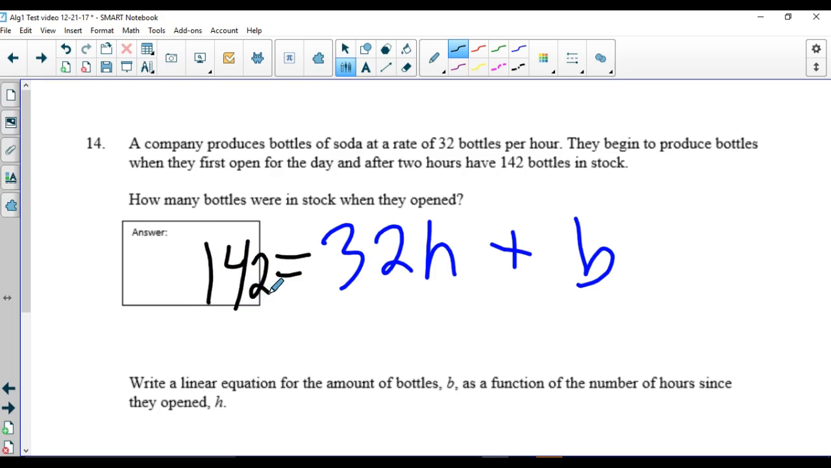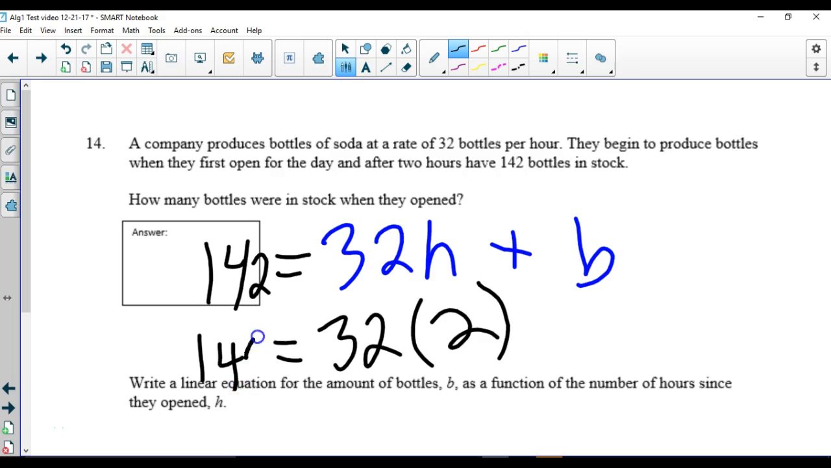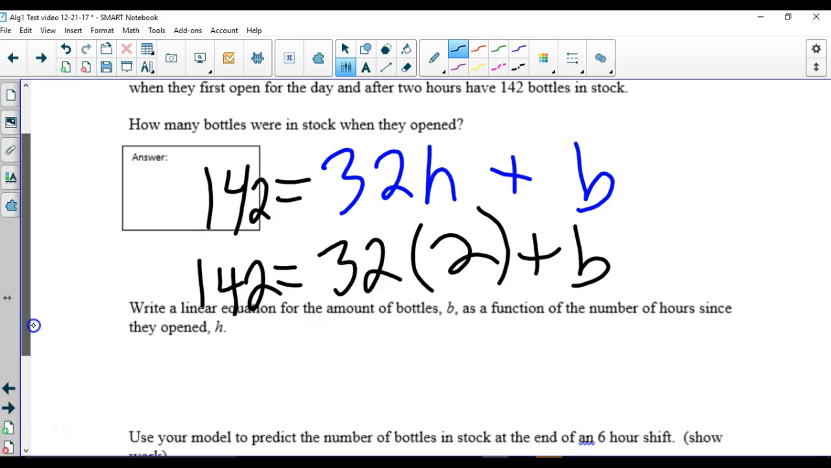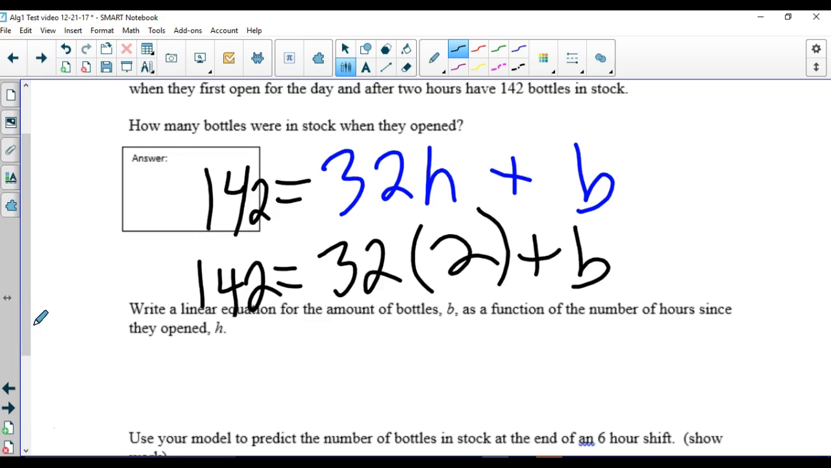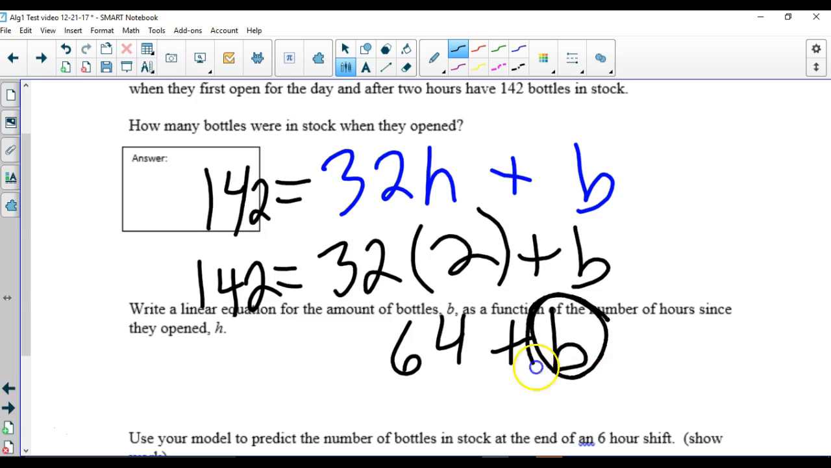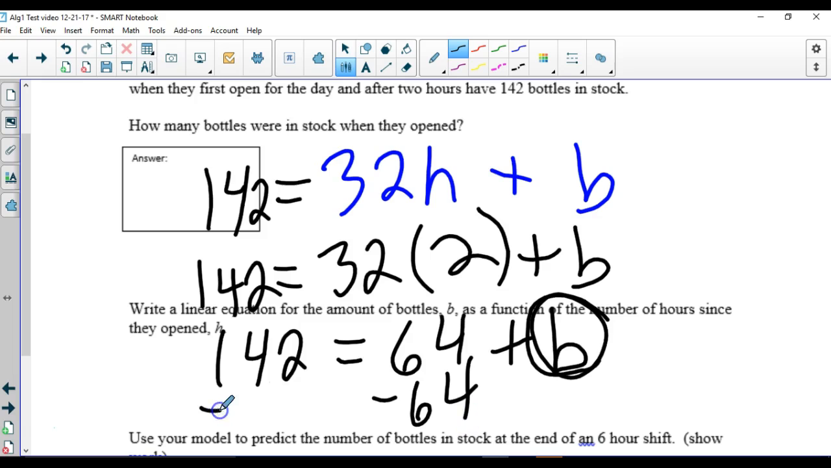So in order to answer this question, we kind of have to plug it in. The hours, we know, was 2 hours, right? So in 2 hours, they had 142 bottles. Let's see what they produced. So 32 times 2 is 64. We don't know how many bottles they started with. That's what we're looking for. But we know after 2 hours they had 142 bottles. We minus 64 because that's what we're trying to solve for.